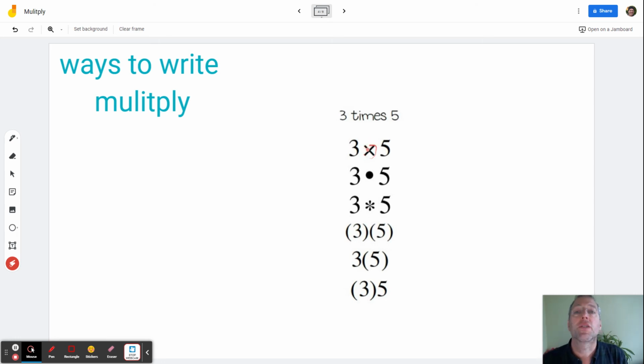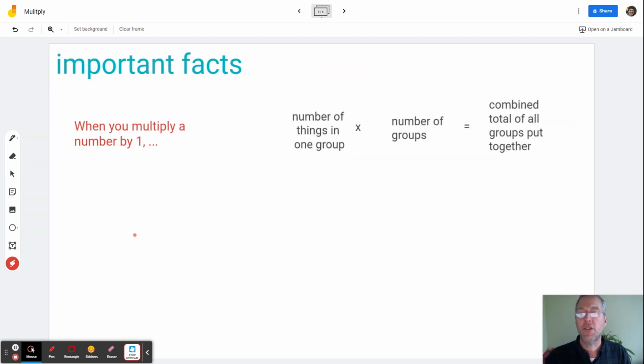This is the traditional times symbol, but there's also these 2 ways that I can show it. Notice this is not a decimal here. It's not sitting on the floor with the 3 and the 5. It's up in the spot where we see the minus and the plus sign, up in the middle of the line. And then down here we've got brackets. And brackets are used once we get into algebra because we don't want to be using x's then, because they confuse with the letter x. So different ways to multiply.